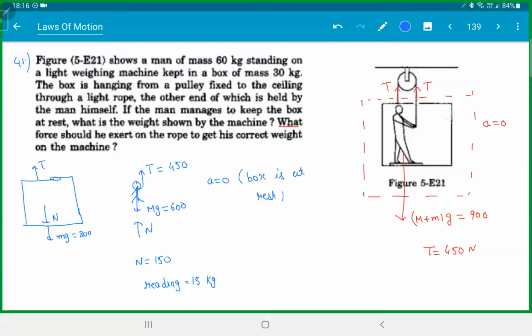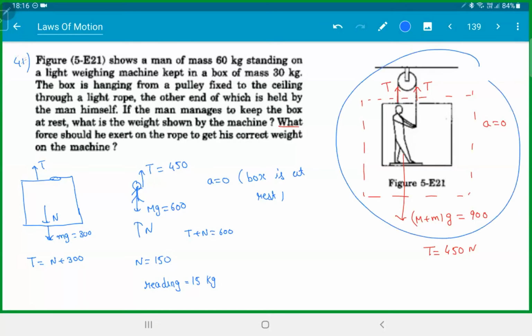You could have taken two separate FBDs, or you could have taken the full FBD and the man's FBD. So this guy would be T is equal to N plus 300. In this case, you'll get T plus N is 600. You would have got it either way. But this is faster if you take the whole man and box as one system because they're going together. Please check.